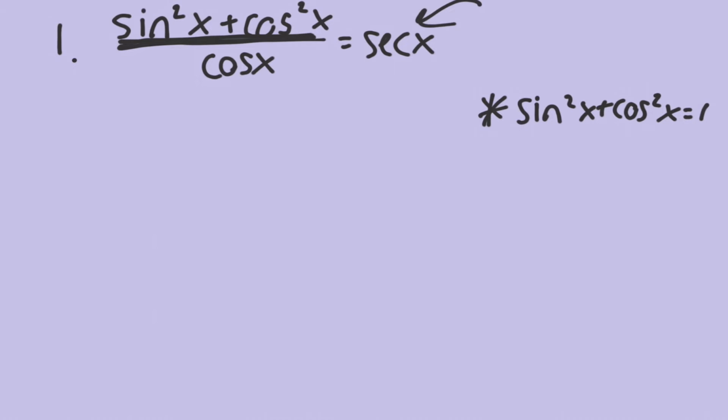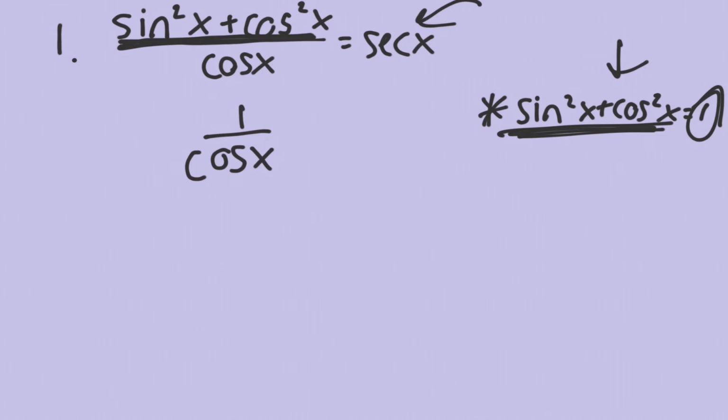In our proofs, we're not allowed to move things from the left and right, but in our side work we can. We don't need to here because this already equals exactly what we have in the problem that we underlined. So instead of sine squared plus cosine squared, we can just plug in a 1. We can substitute a 1. So now we have 1 over cosine, which is secant.